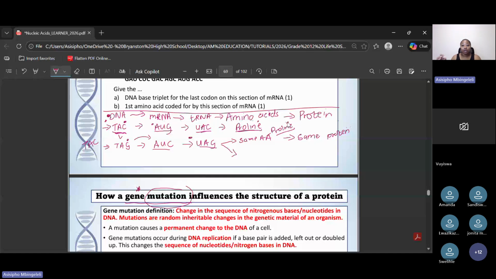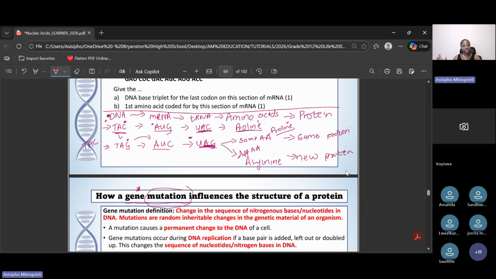That's option number 1. But option number 2, if this anticodon that we now have codes for a different amino acid. So the initial anticodon coded for proline, and now this new anticodon codes for maybe arginine. This is supposed to be arginine. So what does that mean? An amino acid has changed. So if the amino acid changes, that means the sequence has ultimately changed. And that means we are going to form a new protein or a different protein. That is mutation.